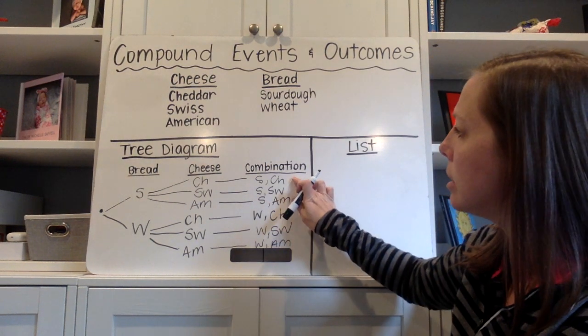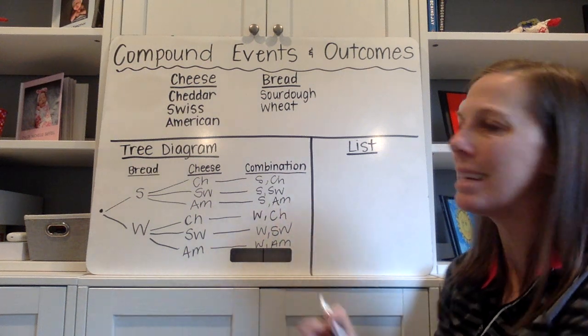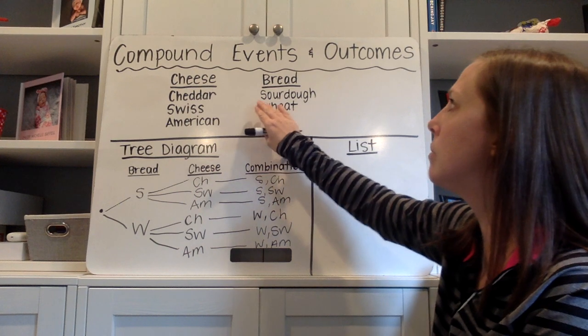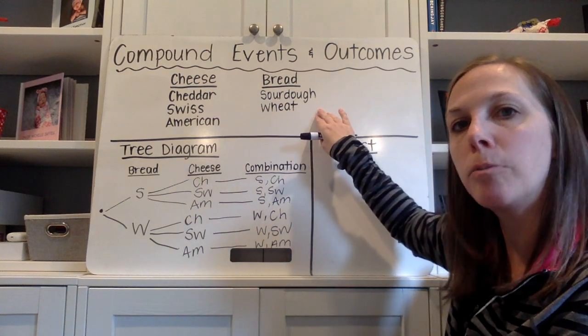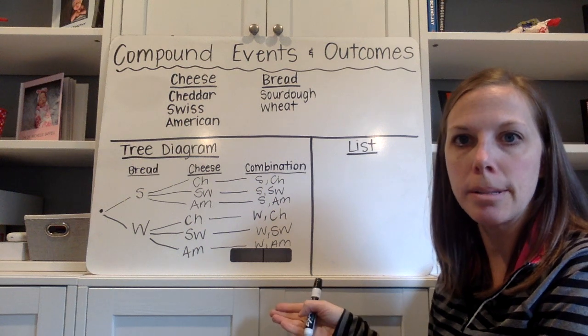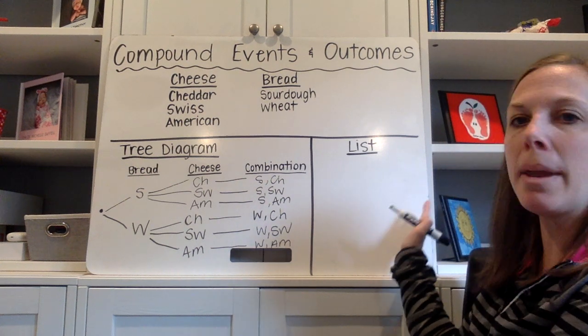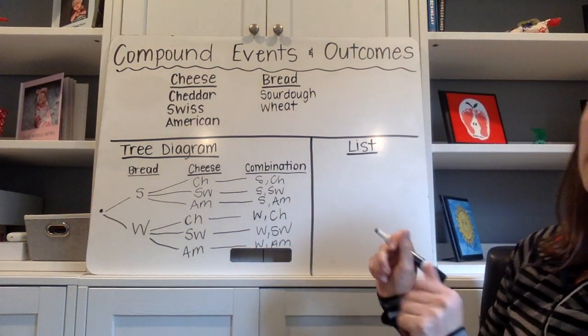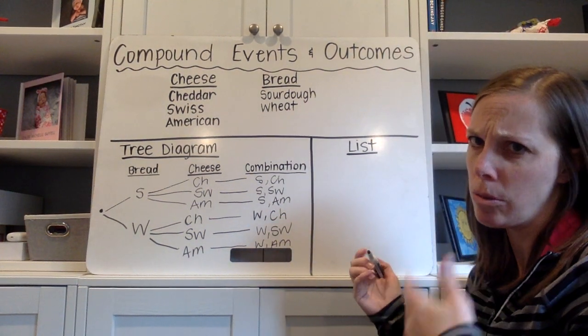So I can clearly see when I look here that I have 6 different outcomes using 3 types of cheese and 2 types of bread. I can make 6 different grilled cheeses. Now over here, if I want to make just a list, sometimes it's called an organized list because we don't want to go all willy-nilly through this.